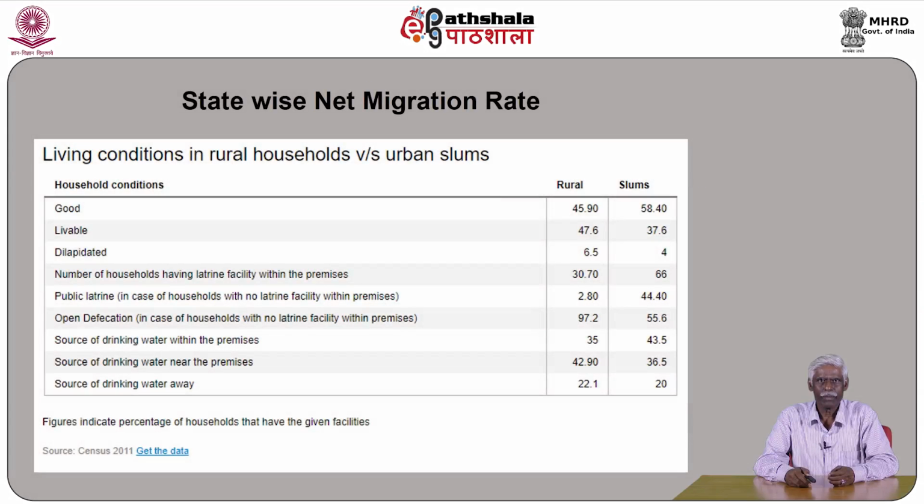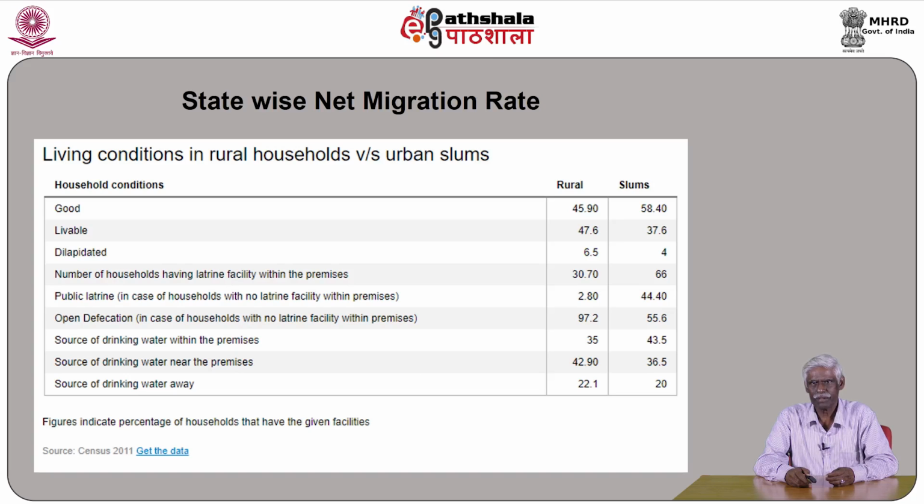The figure provides data on the living conditions in rural households versus urban slums. The comparison with respect to household conditions clearly shows that, for instance, those who perceived that they have a good housing condition are relatively lower in rural areas, only 45.90, whereas in the case of slums, it is as high as 58.40. Livable constitutes 47.6 in rural areas, whereas in slums, it has come down to 37.6.